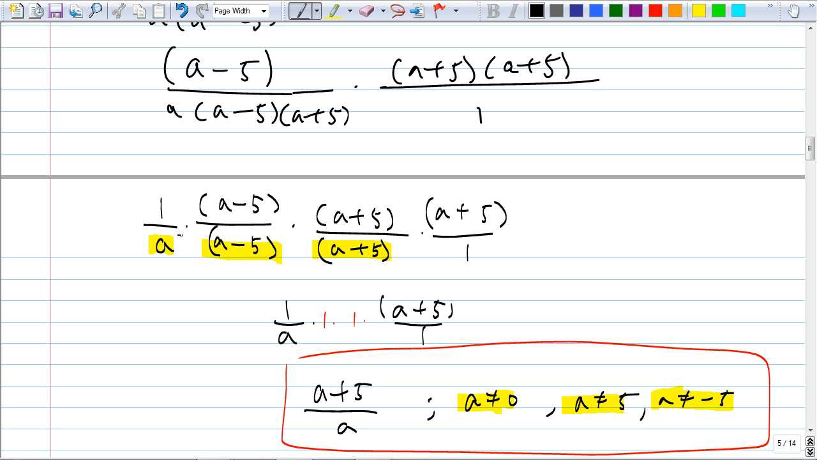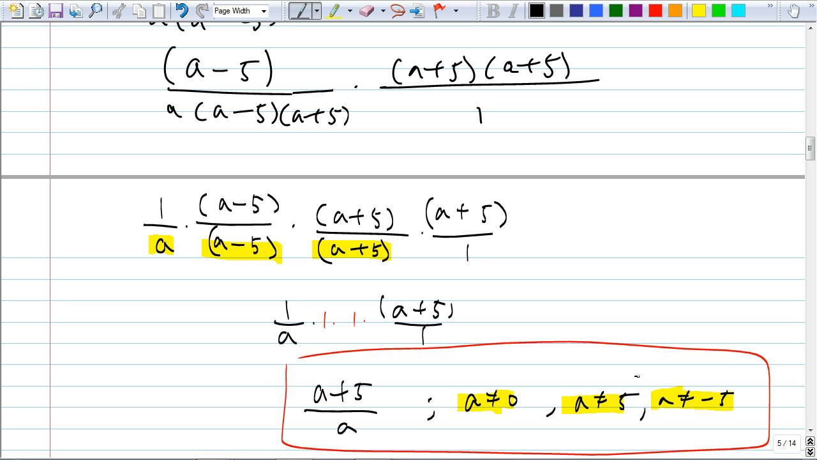It's kind of like the zero product property, isn't it? When will a be 0? When a is equal to 0. When will a minus 5 be 0? When a equals 5. When will a plus 5 be 0? When a is equal to negative 5. Do you see how I get 3? How many people got 3 restrictions here?